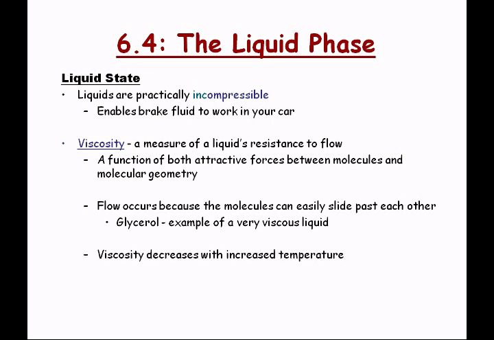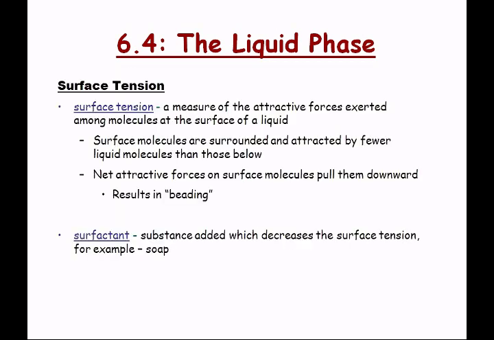Glycerol is an example of a very viscous liquid. It's got attractive forces that make it sticky to other glycerol molecules. Viscosity decreases with temperature. You've probably seen this on your own. If you heat up honey or syrup, it flows much easier. You can feel how sticky syrup is when you get it all over you. It's also a sugar molecule, a couple of sugars stuck together, so it's got a weird geometry and a lot of stickiness. That's why it's viscous, but viscosity decreases with increased temperature.